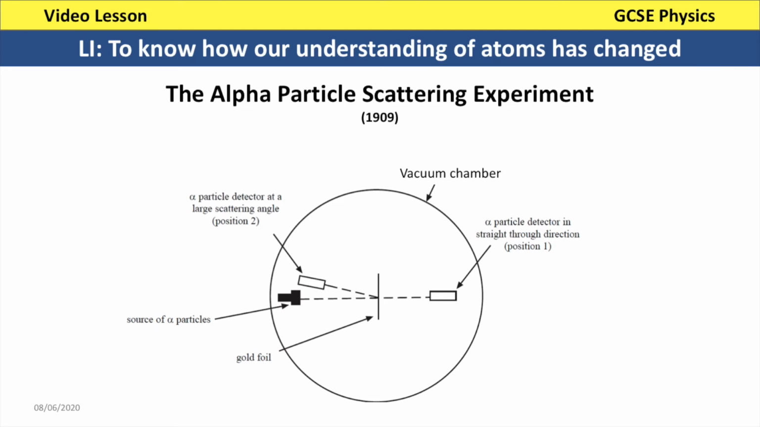Now what Geiger, Marsden and Rutherford actually did, I'm just getting a laser pointer to make this clear, is they fired alpha particles from this source here through a very thin piece of gold foil and then detected it on the other side.